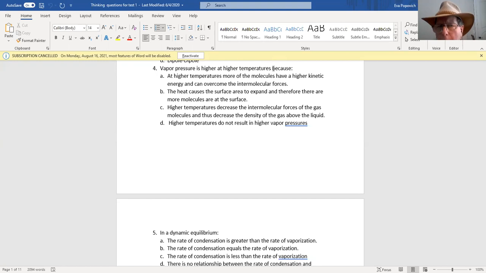Higher temperatures decrease the intermolecular forces of the gas molecules, thus decrease the density of the gas above the liquid. Higher temperatures do not result in higher vapor pressures. You've got to think about what you know about intermolecular forces to come up with the correct answer. Anybody have an answer for me on this? I would say A. Okay, why, Jonah?